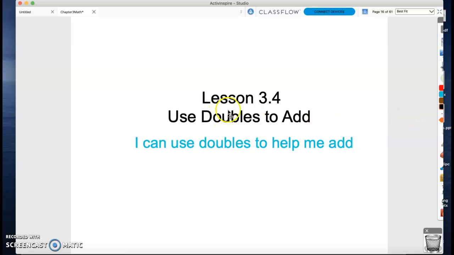This is Math Lesson 3.4. Use doubles to add. At the end of this lesson, you will be able to say, I can use doubles to help me add.